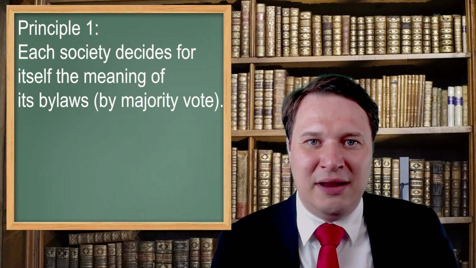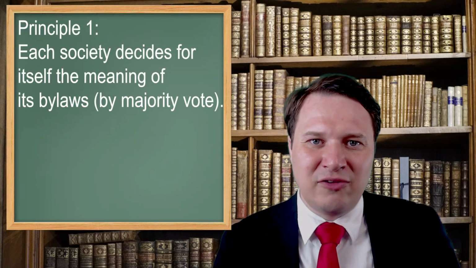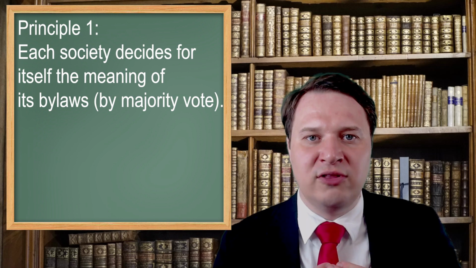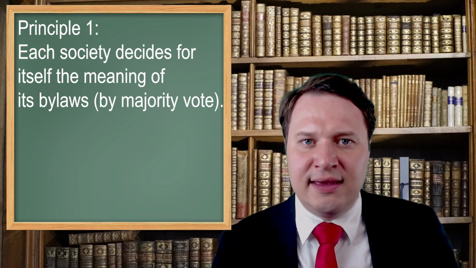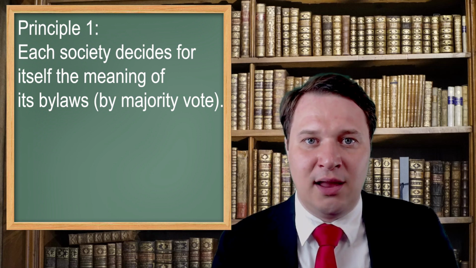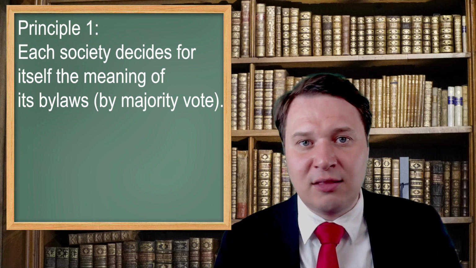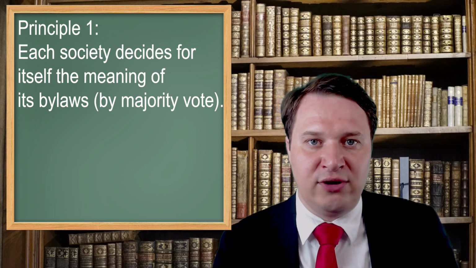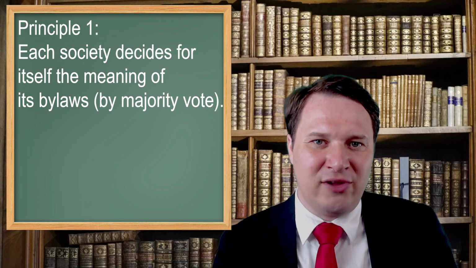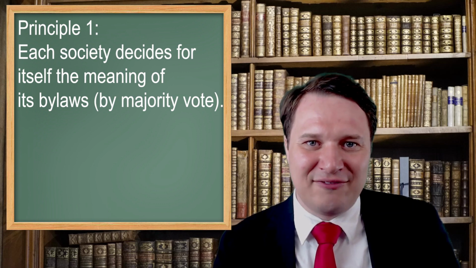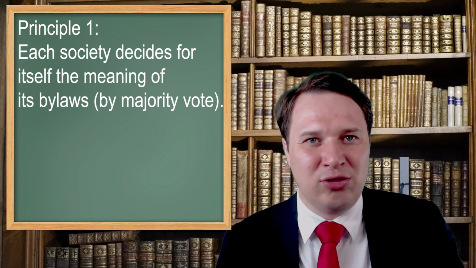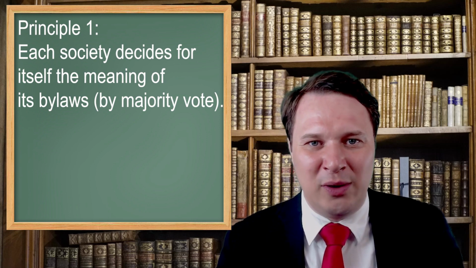The first principle of interpreting bylaws is that each society decides for itself the meaning of its bylaws. And this is important because the bylaws belong to the organization. If there truly is an ambiguous statement in the bylaws that's open to interpretation, then the matter is just decided by majority vote. Now we have to be careful here. The bylaws actually have to be open to interpretation. We can't just use this principle to do whatever we want.